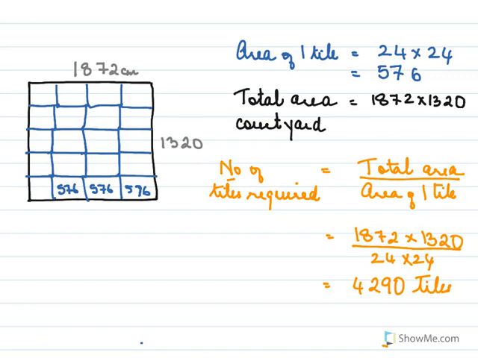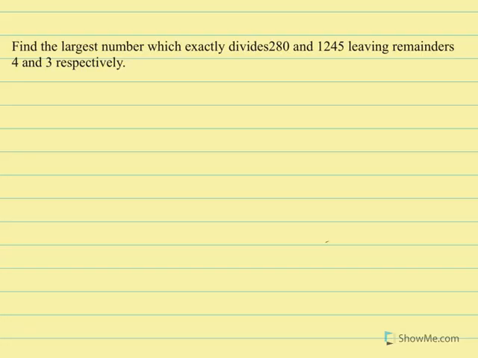So this is a sum where you have to find the HCF. Usually when your number is smaller, here the side of the tile is smaller, then you have to find HCF. If your number is larger, you have to find LCM. Find the largest number which exactly divides 280, so we want a number x that divides 280, leaving remainder 4 and 3.